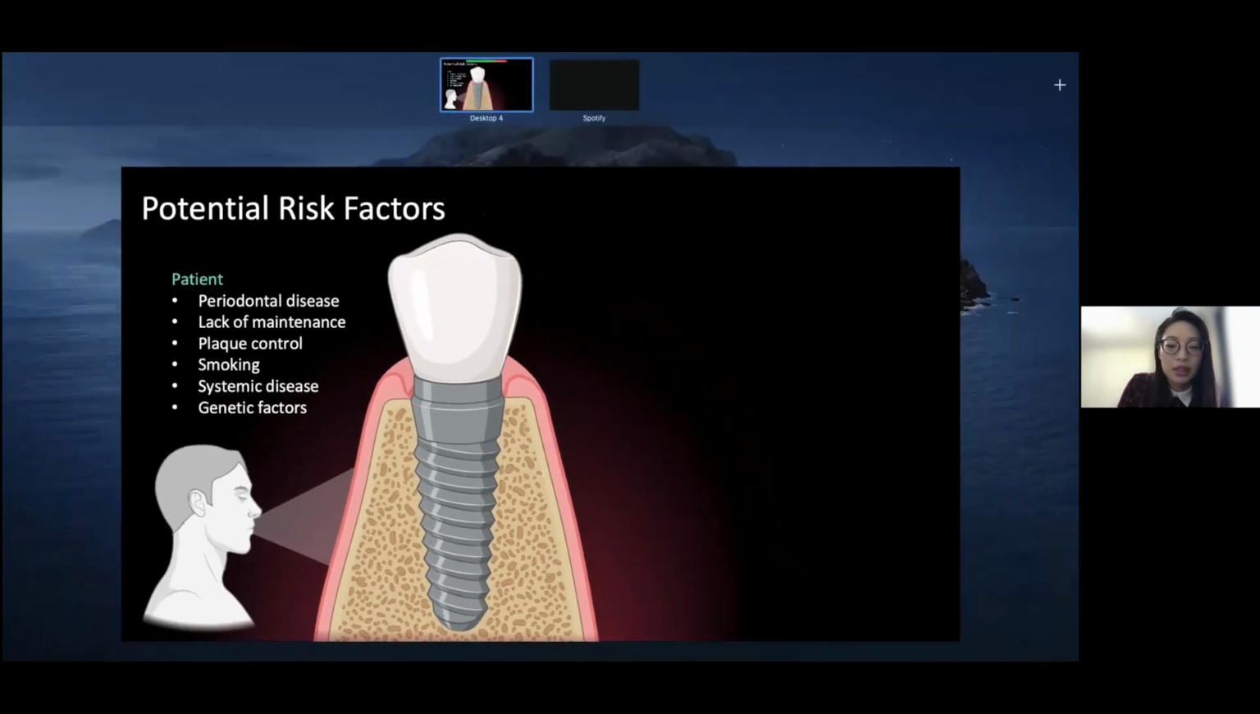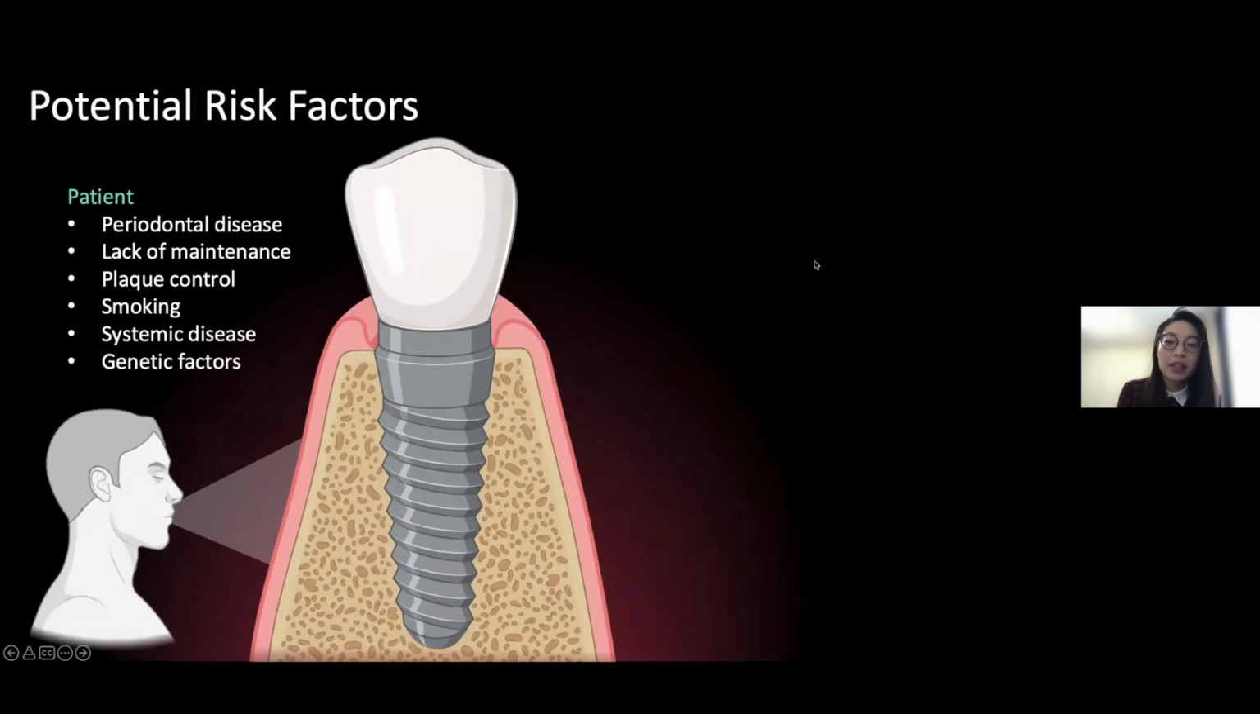And lack of maintenance of the patient. You could have poor plaque control, and biofilm-associated inflammation is a core etiology of peri-implant disease. Patient could be smoking, there could be systemic disease or genetic factors involved.